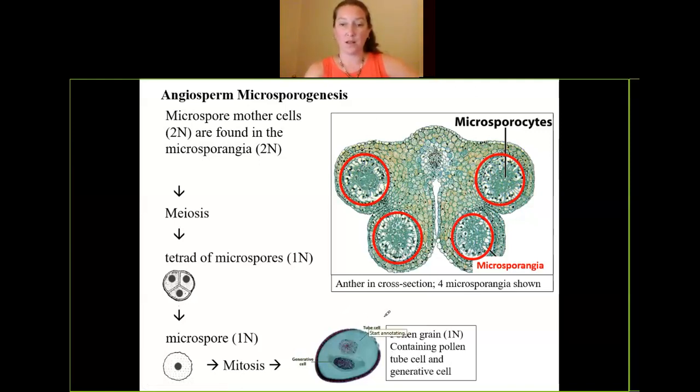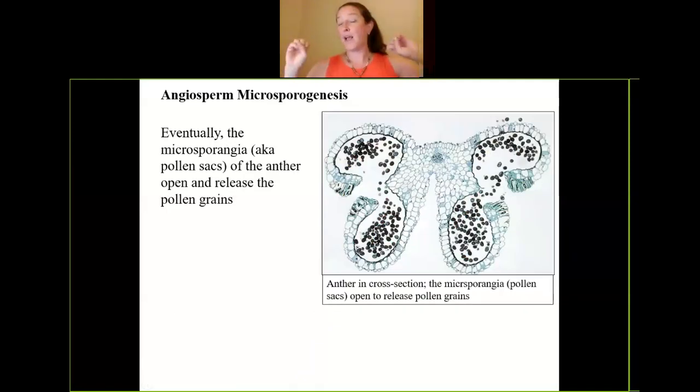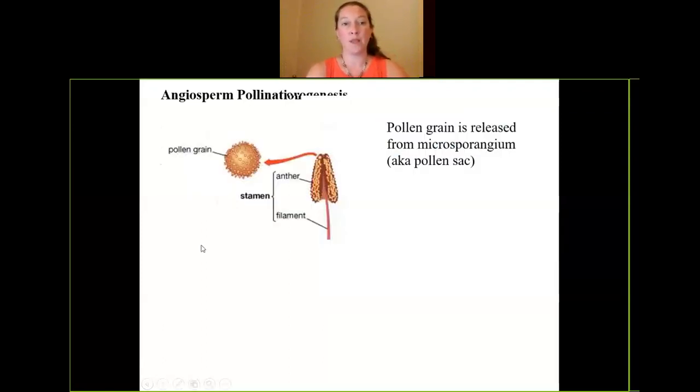So one cell inside of the pollen grain is going to be the pollen tube cell that grows the pollen tube. One cell is going to be the cell that generates 2 sperm cells. All right, so now we know where the egg is. We know where the sperm is going to come from. So let's put it together. Eventually the pollen grains are going to be ready, and the anther is going to open up and release the pollen grains out. So here's the anther. It opened and released a pollen grain, right?